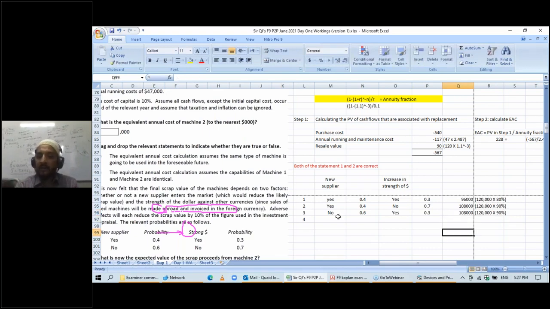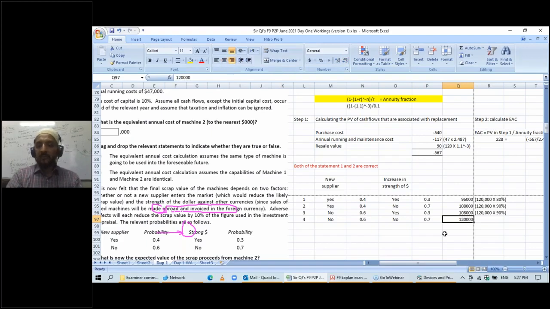So it's 108,000, the scrap value will be. And the fourth and the last case will be no new supplier enters the market, and neither is there a change in the strength of the dollar. So the probabilities will be 60% and 70%. In this case, the resale value remains at 120,000 because none of the variables affect the resale value.